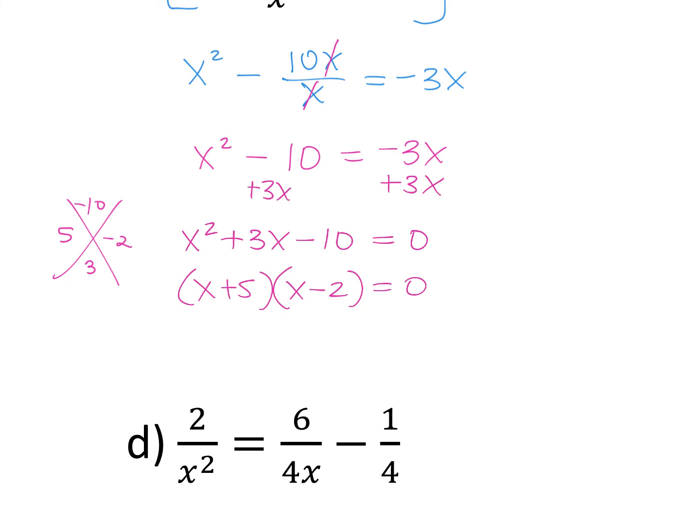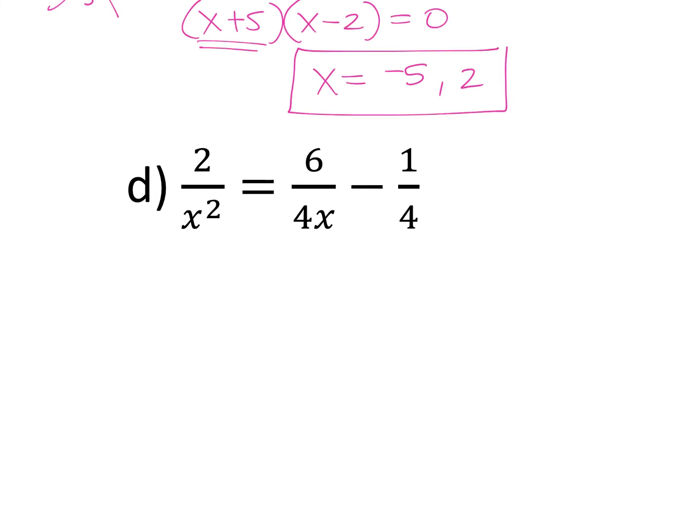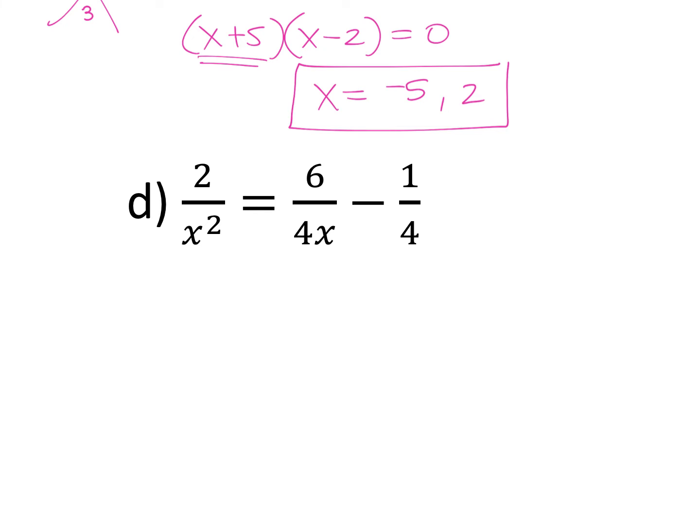So what is x? Negative 5 and 2. Negative 5, positive 2, right? It's setting each of those things equal to 0. So x equals negative 5 and positive 2. Okay. Try letter D on your own. Figure out what is your least common denominator. Notice there's an x squared there. And see if you can work that one out real quick.